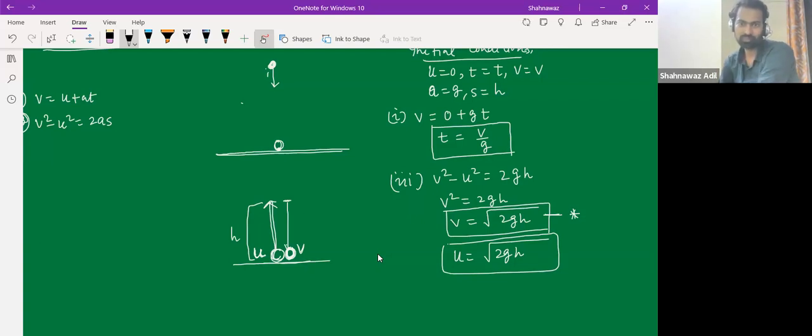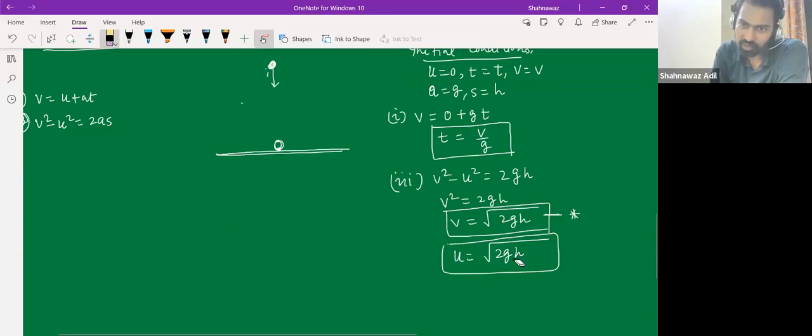So, sir, V will be equal to U. So whatever speed you throw the object, it will strike the ground with the same speed. This is the analogy. Understood? Yes, sir. So I will talk about these two conditions in a moment. So just keep in mind that.